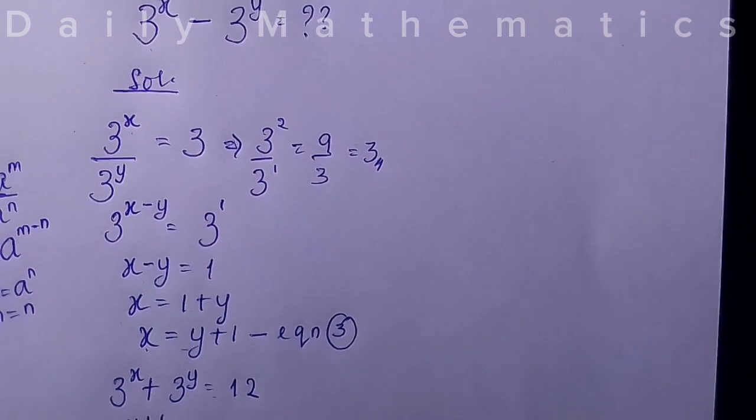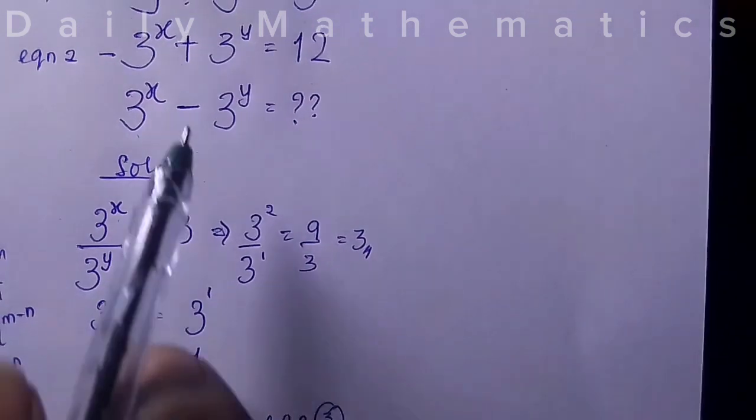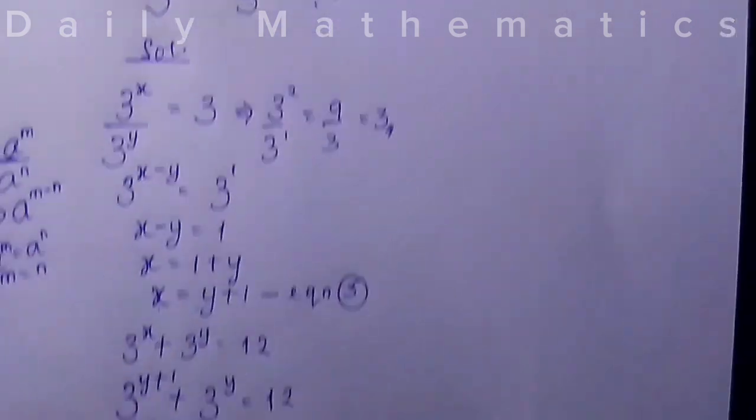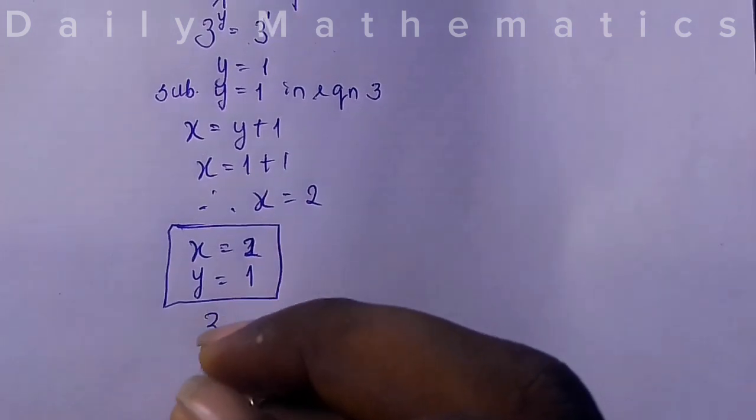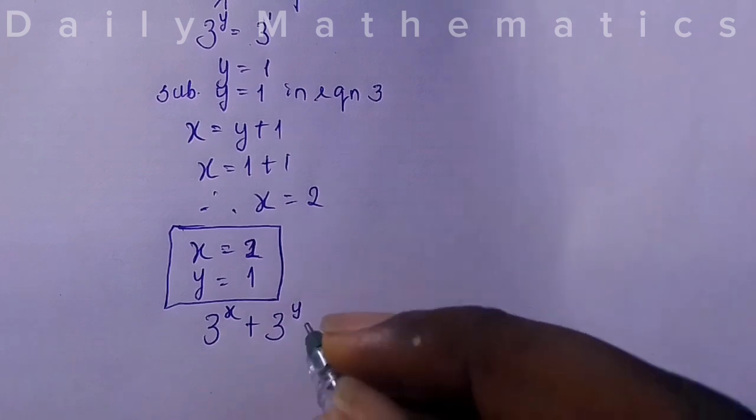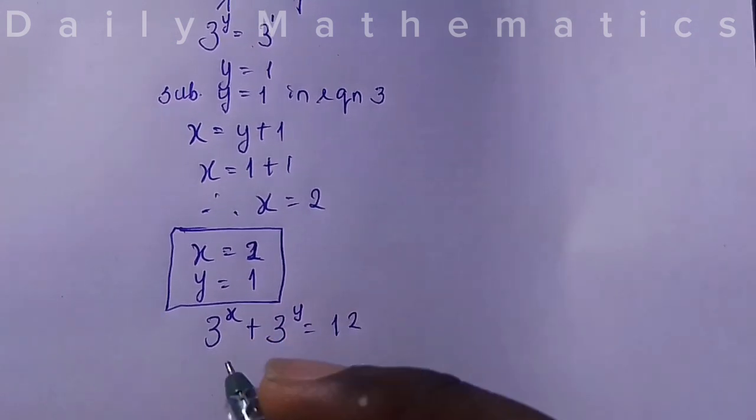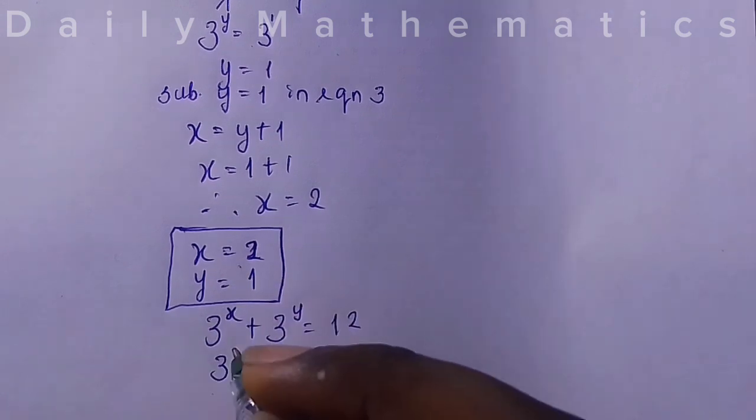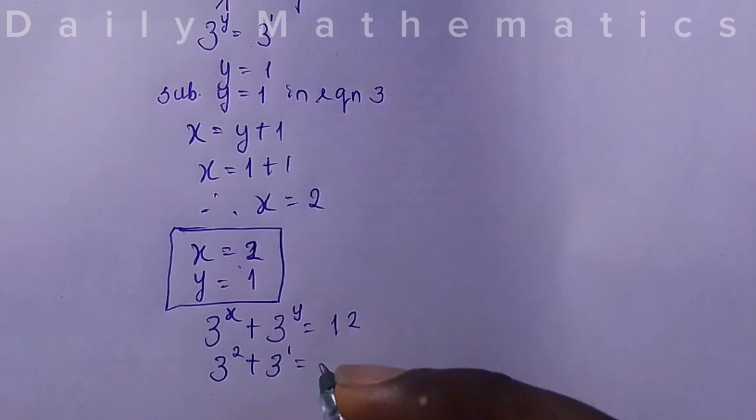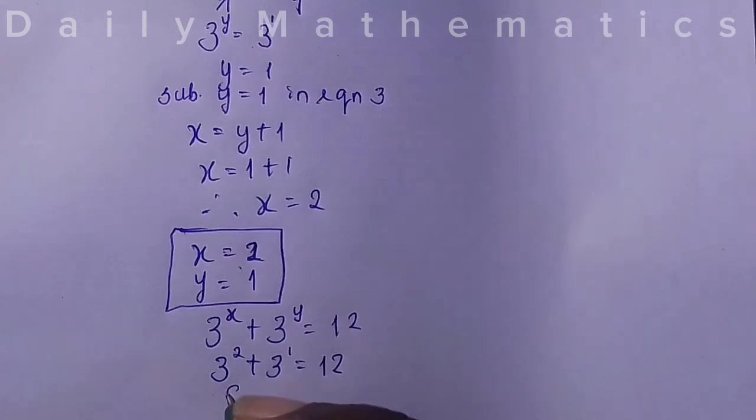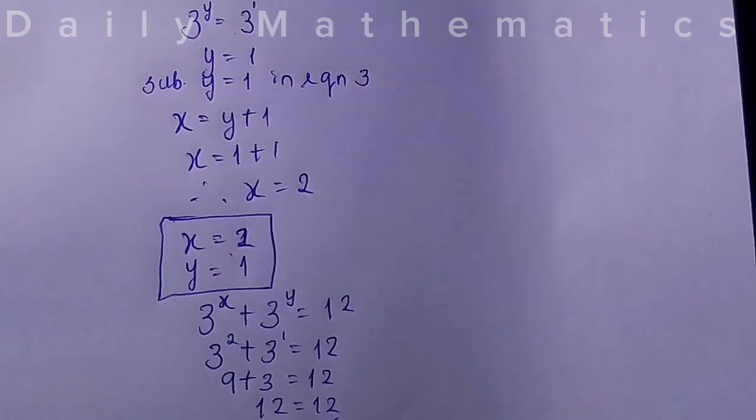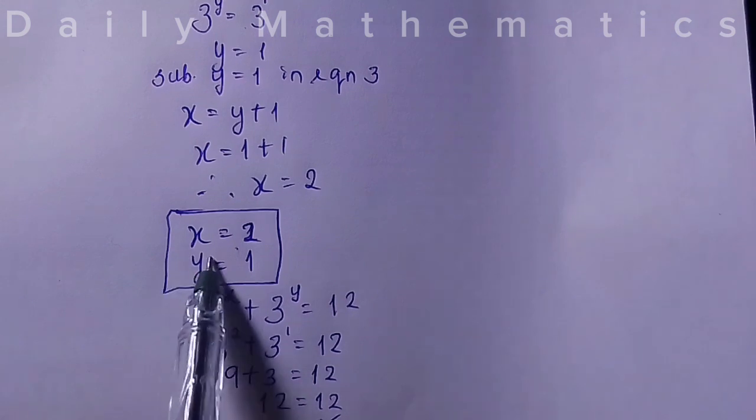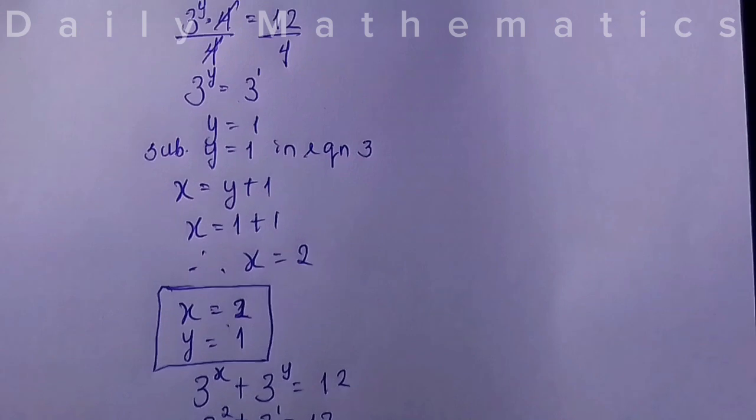How about the second equation, which is 3 raised to the power of x plus 3 raised to the power of y equals 12? So x is 2 here, so 3 raised to the power of 2 plus 3 raised to the power of 1 equals 12. 3 raised to the power of 2 is 9, 3 raised to the power of 1 is 3. Of course, 9 plus 3 definitely gives us 12. So it's also correct for the second equation, which makes this answer reliable and trusted.